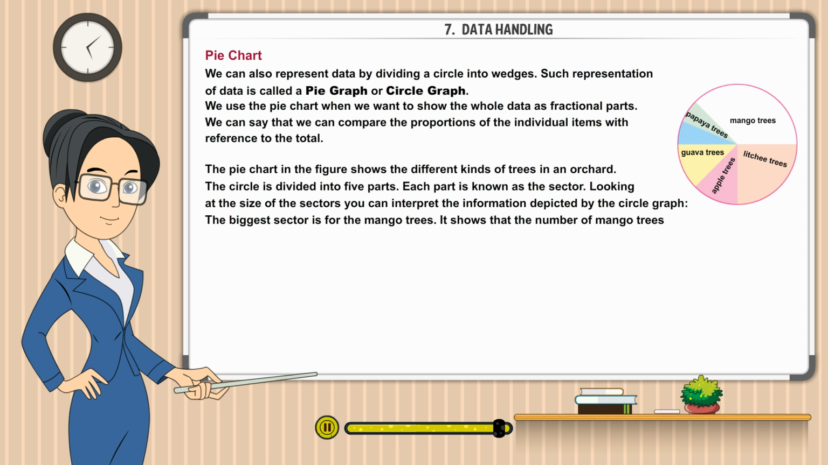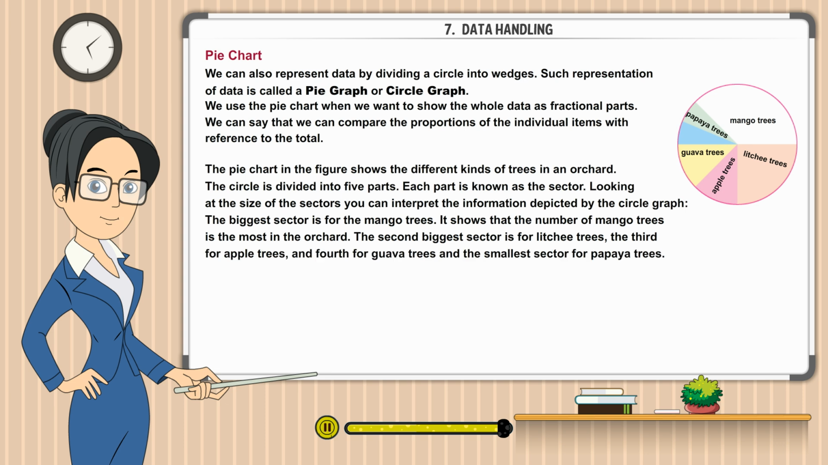The biggest sector is for the mango trees. It shows that the number of mango trees is the most in the orchard. The second biggest sector is for lychee trees, the third for apple trees, the fourth for guava trees, and the smallest sector for papaya trees.